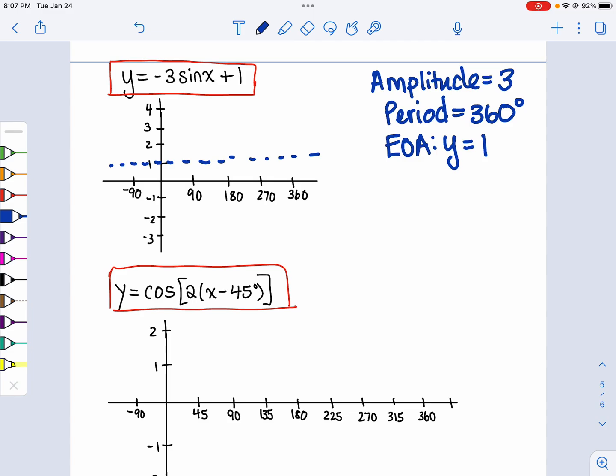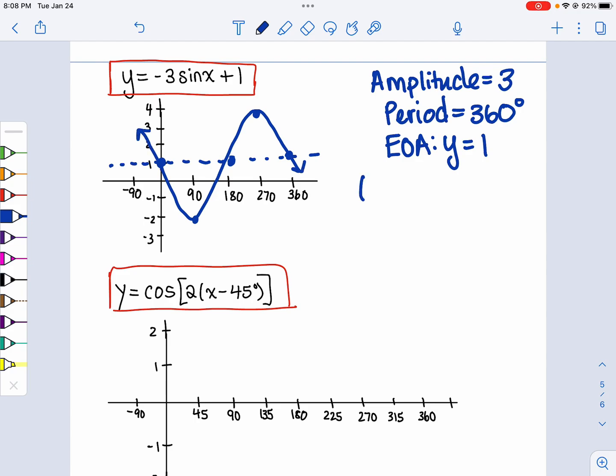So I'm just going to wing it. I'm going to say it starts at 1. Normally it's at 90 and 1, but now it's going to be at 90 and -2, I guess. 1, 2, 3. Yeah, because it's going to be 3 down because we know the amplitude is 3. And then it's going to go back up, so 180 and 1. And then at 270, it's going to be 3 higher than my equation of axis, so it's going to be at 4. And then back to 360. It's going to look like this.